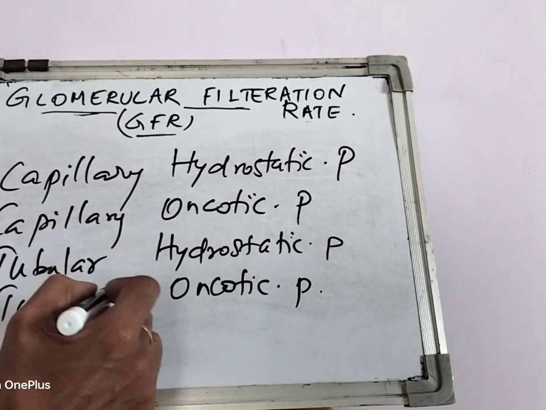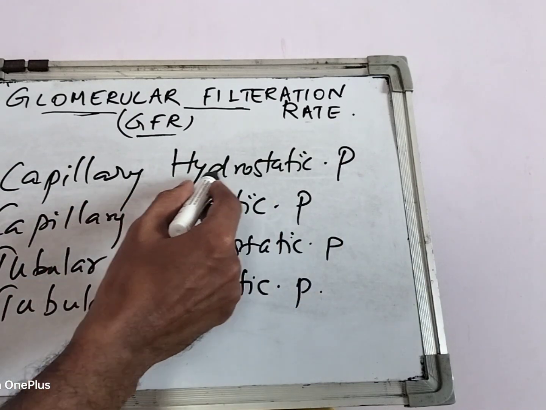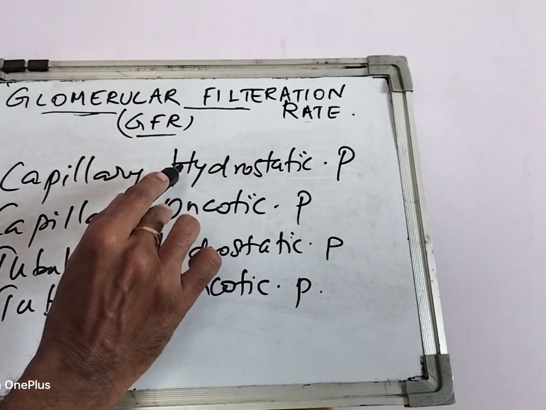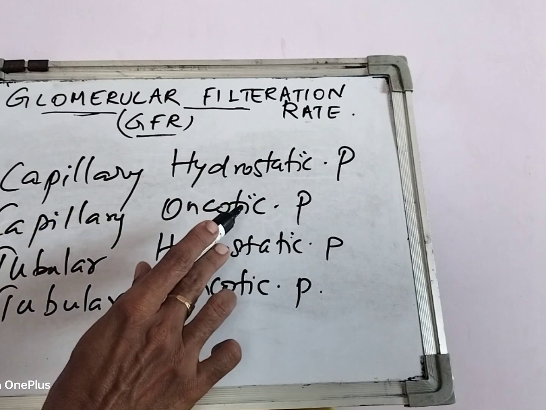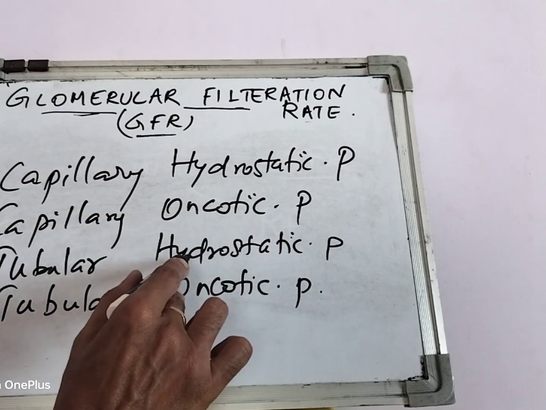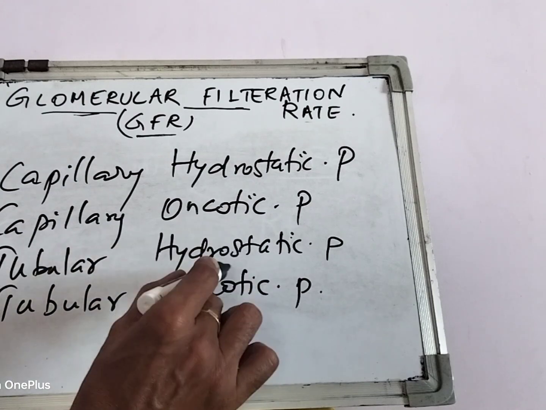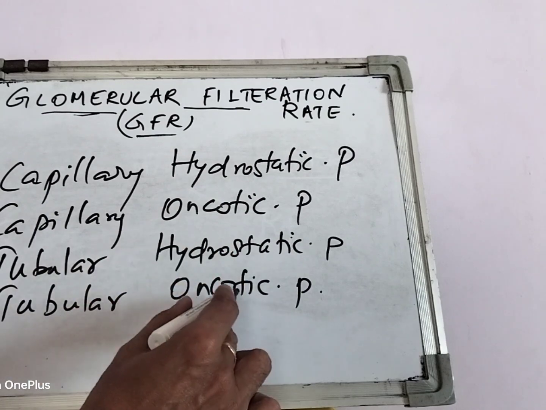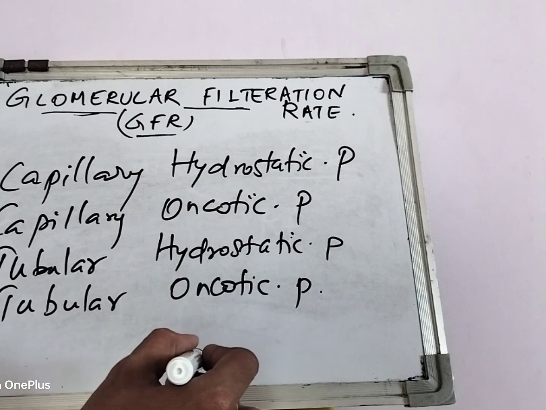There are four forces acting on glomerular filtration. One is the capillary hydrostatic pressure, the pressure exerted by the fluid component of the plasma present inside the glomerular capillaries. Then capillary oncotic pressure, exerted by the plasma proteins inside the glomerular capillaries. Then tubular hydrostatic pressure, the pressure exerted by the fluid in the filtrate. After the filtration you get the filtrate, so the pressure exerted by the fluid in the Bowman's capsule is the tubular hydrostatic pressure. And tubular oncotic pressure is the pressure exerted by the proteins present in the Bowman's capsule. These are the four Starling forces that determine the glomerular filtration rate.